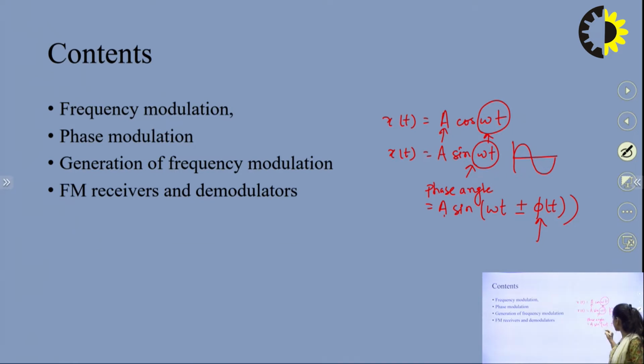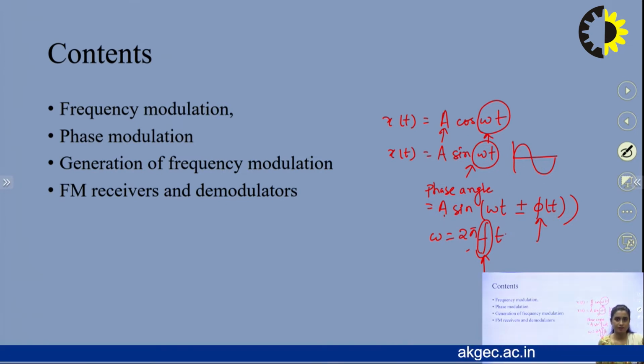If I expand this part omega, my omega is 2 pi f, and we have the part t. So this can be done by either varying the phase angle, or I can vary the frequency. When I vary the frequency, then also the complete angle of my wave gets altered. So I have two ways of varying my complete angle. Either I show some deviation in the phase, or by including some variation in the frequency, I can vary the complete angle of the wave.